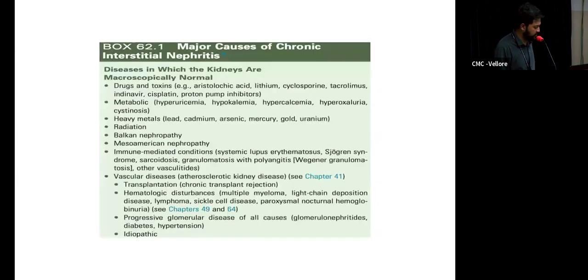So what are the major causes of chronic interstitial nephritis? If you look radiologically, in which kidneys are macroscopically normal, you have the drugs and toxins, aristolochic acid, which was initially described in China, and lithium, cyclosporin, tacrolimus, all these anti-rejection medicines and immunosuppressants, and metabolic causes like hyperuricemia, heavy metals, radiation, Balkan nephropathy, immune conditions. Then vascular causes also, sometimes transplantation, hematological disorders, progressive glomerular disease, and idiopathic.